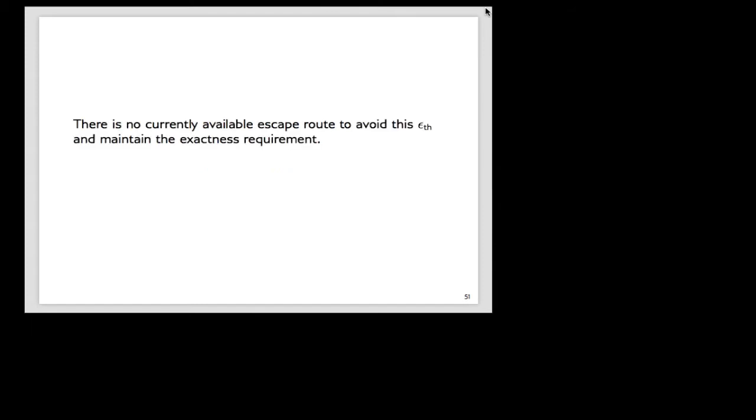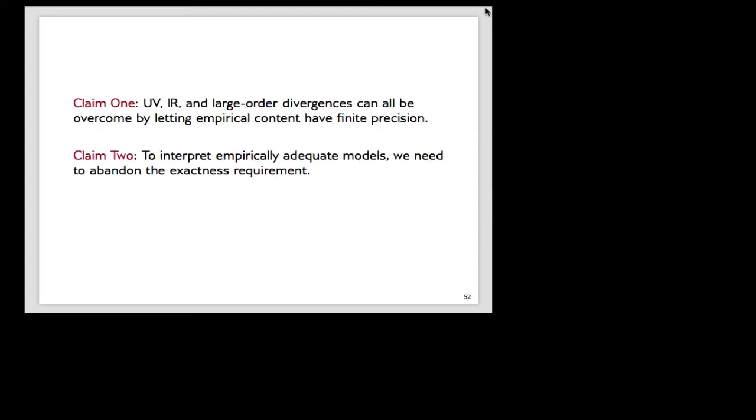Now, there's no currently available escape route to avoid this kind of theoretical error and maintain the exactness requirement, as there was in the case of the ultraviolet, as I showed. But just because there's no currently available escape route doesn't mean that there isn't one. I don't have a principled argument that there couldn't be one. And so if we want an argument for claim 2, we're still going to have to look to the third class of divergences. That's where we'll get the argument for claim 2. But note that we've now checked off both the ultraviolet and infrared cases of claim 1.